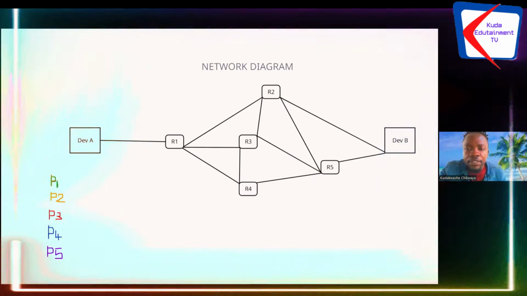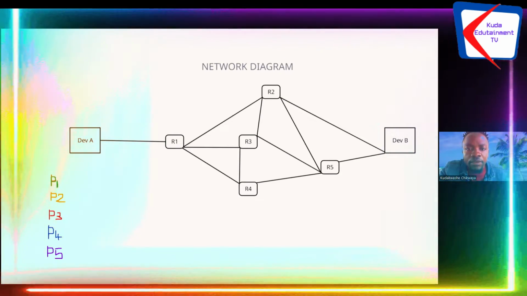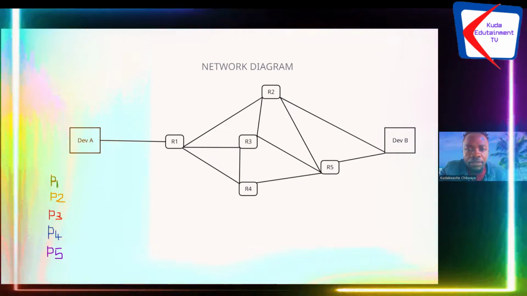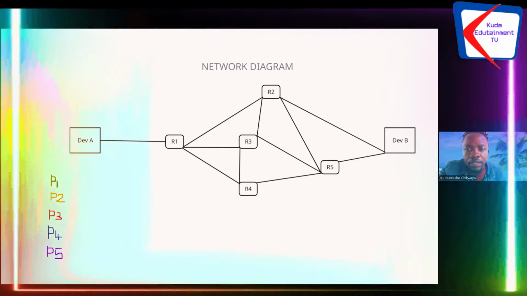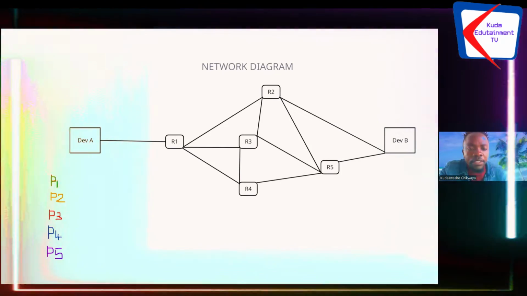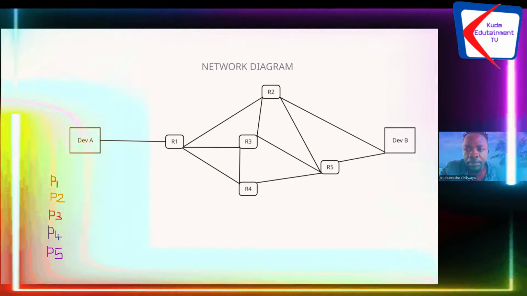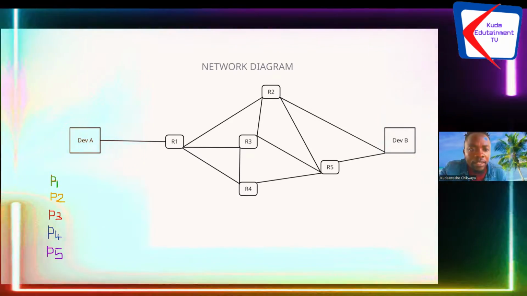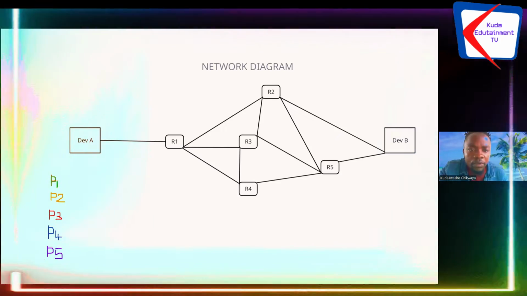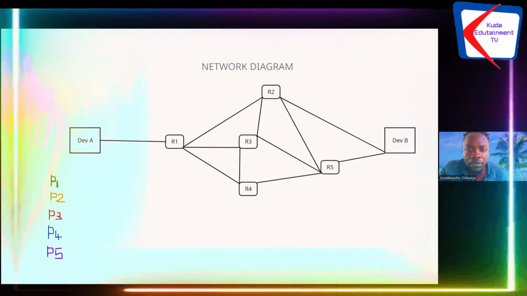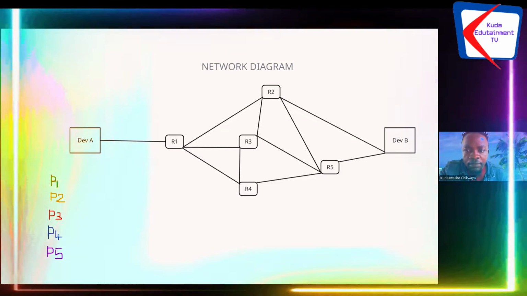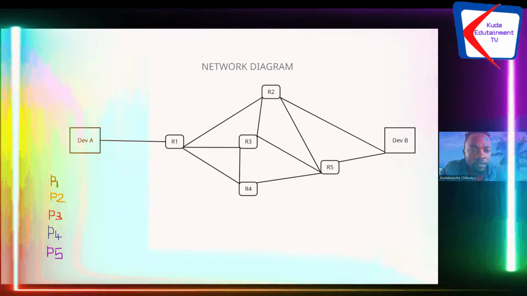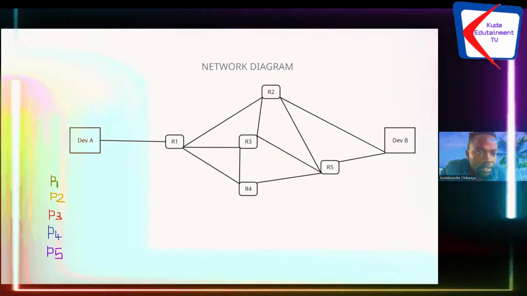In between these two communicating devices, we have various routers which I have named R1 up to R5: router 1, router 2, router 3, router 4, and router 5. And we have 5 data packets that we want to send across this network. Let's say packet number 1 takes router 1, router 2, router 3, router 4, router 5, and then the receiving device. We are going to use green for packet number 1.